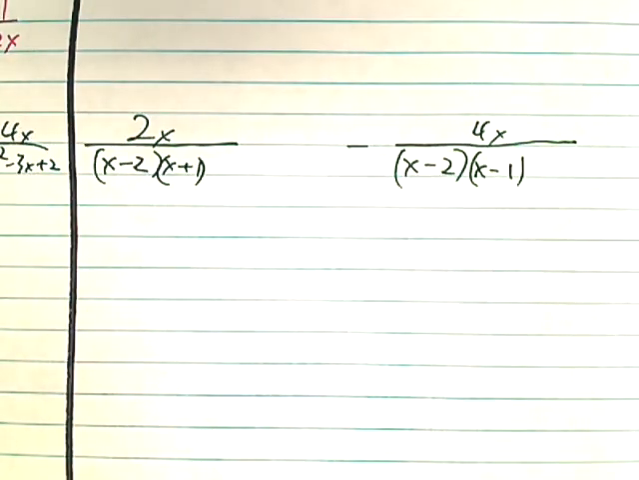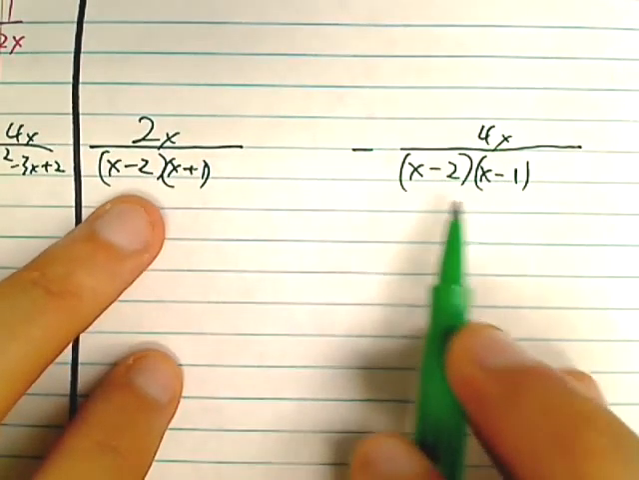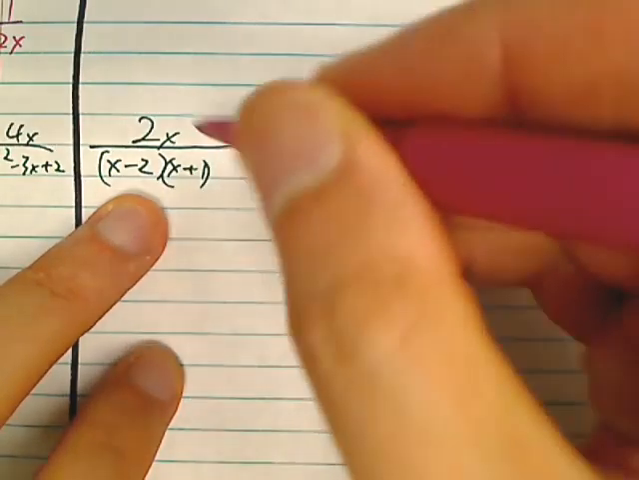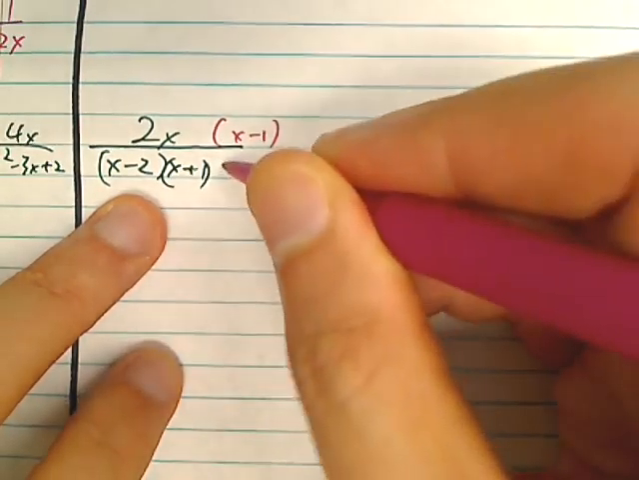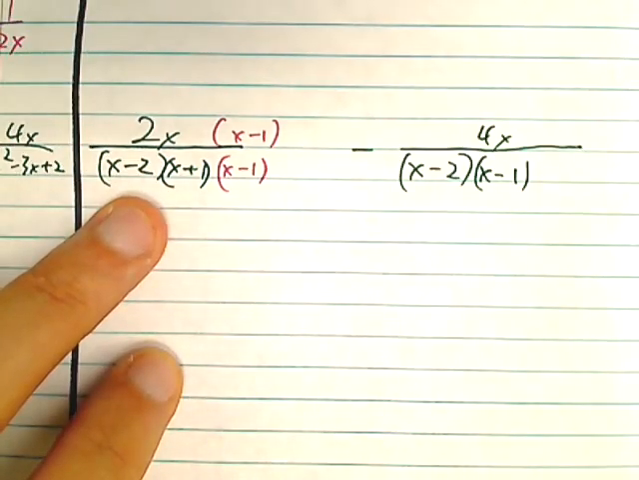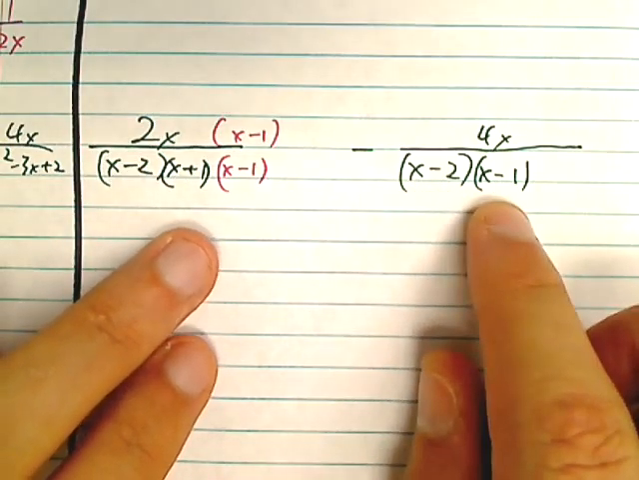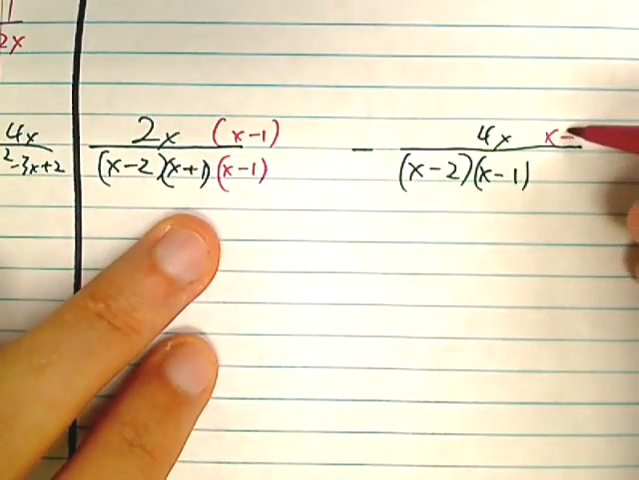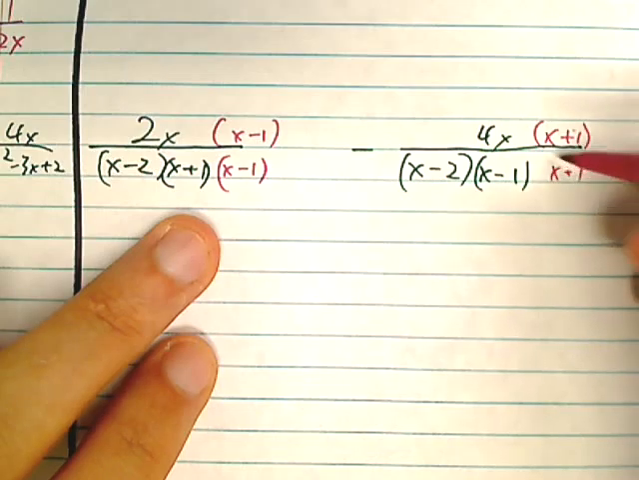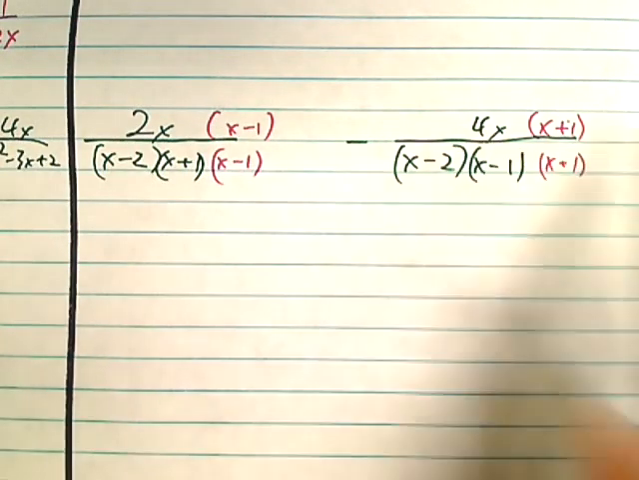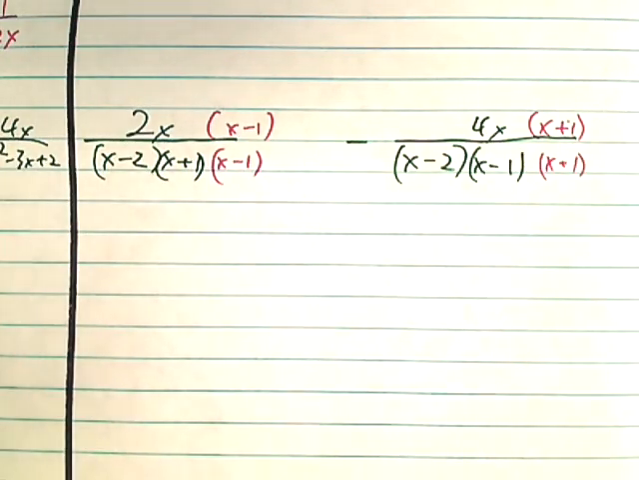Now to find a common denominator, I have to multiply by what it doesn't have. They both have an x minus 2, but this fraction has an x minus 1, so let's multiply this fraction by x minus 1. And this fraction over here has an x minus 2 and an x minus 1. It needs an x plus 1. Go ahead and FOIL out or distribute those numerators and combine like terms.